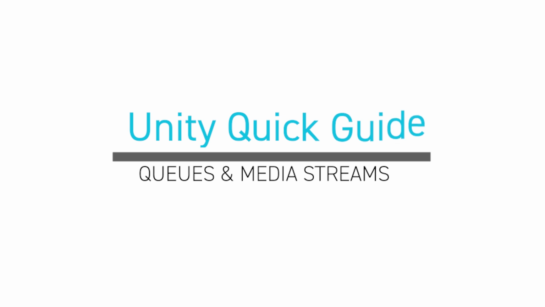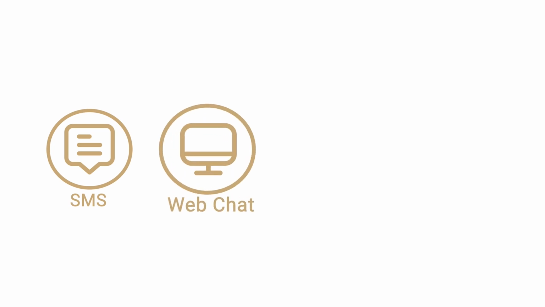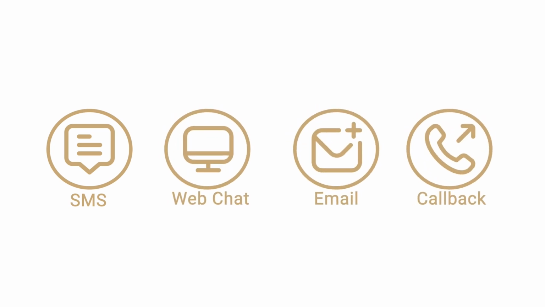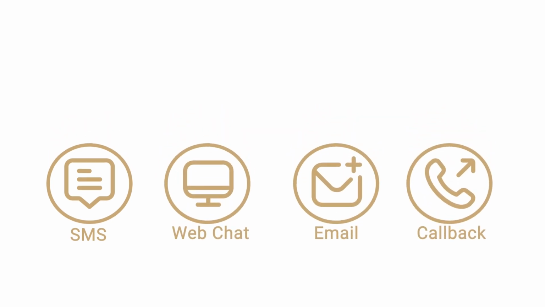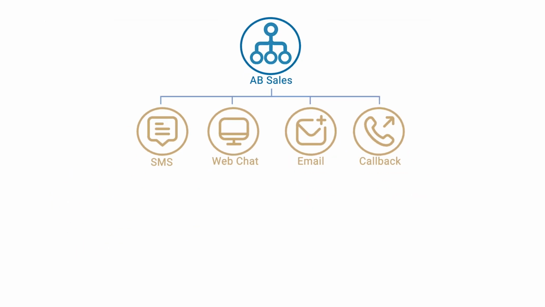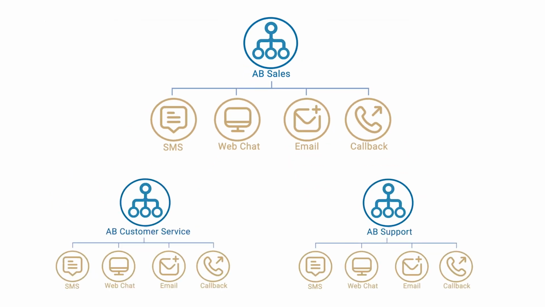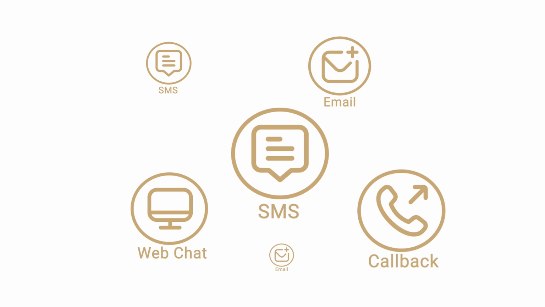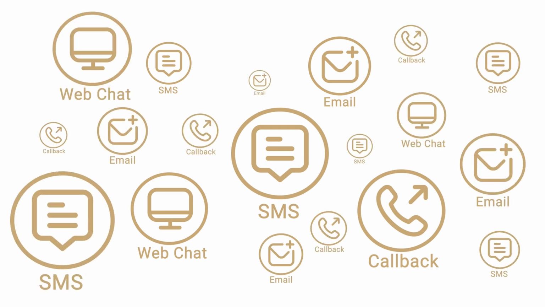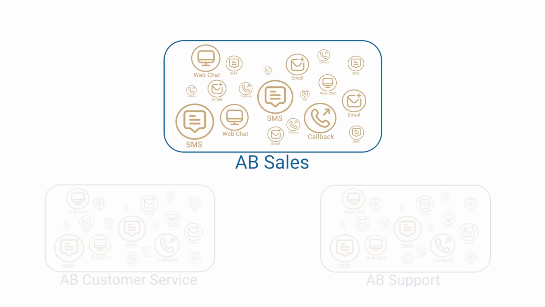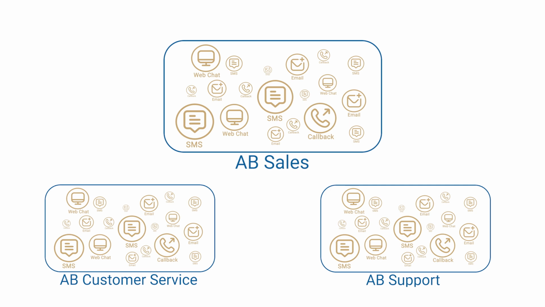Media streams are the channels through which conversations come in, such as SMS, web chats, emails, and callbacks. And these media streams sit within queues when you build the contact center in the Unity portal. This means that even the busiest contact centers, with a large number of media streams, can use queues for effective organization of all their communication channels.